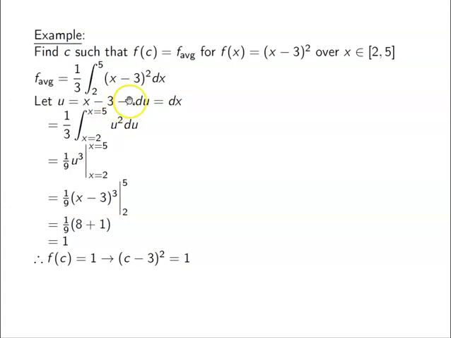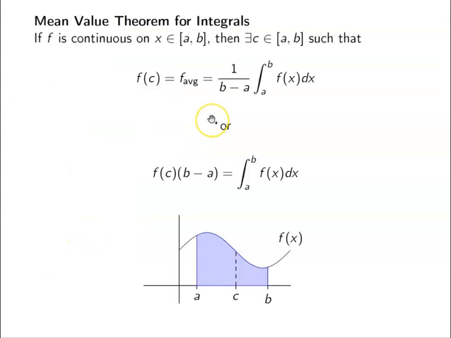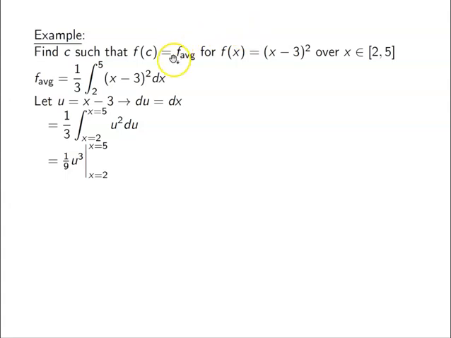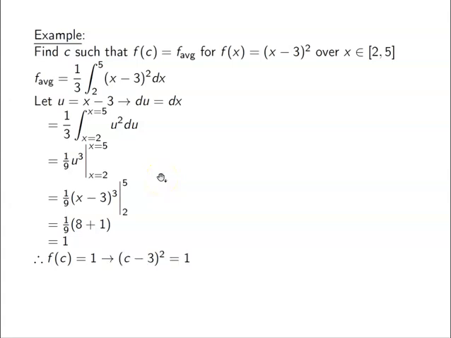So again, my function average is 1. So my function at c, let's come back here, my function at c is 1, right? So if we plug 1 in for the output from my function, I can then solve for the x that goes with it. I'm going to take some value c, which is what I'm looking for. If you want to use x here, that's fine, but we're looking for a very specific value inside of this interval. So we can go (c minus 3) squared equals 1.